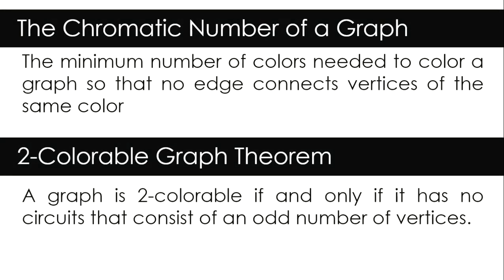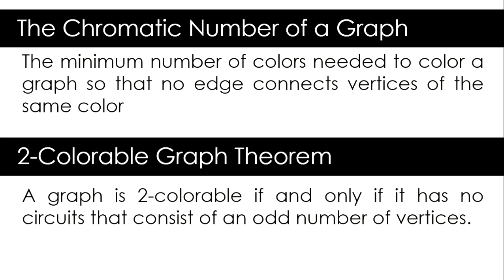By definition, we call that the chromatic number of a graph, which identifies the minimum number of colors needed to color a graph so that no edge connects vertices of the same color. I'll give you an example here for us to visualize the concept of graph coloring in a scheduling task.